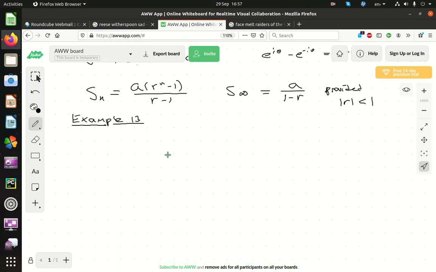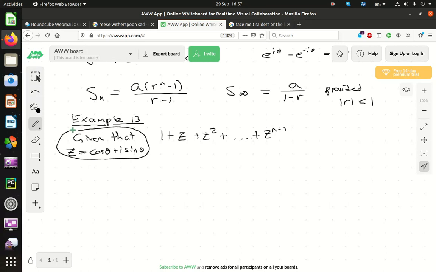Okay, so example 13, it says given that 1 plus z squared, all the way up to and including z to the n minus 1 equals, oh sorry, no, it doesn't say that, we've got to prove that. Sorry, so given that z equals cos theta plus i sine theta, so they've not really given us much there. They've just given us a standard definition. Oh no, no, no, no. Oh, blimey. Let me just start again.